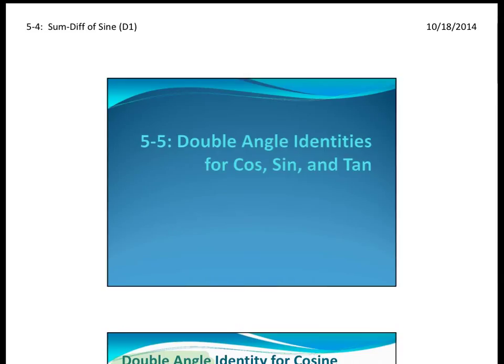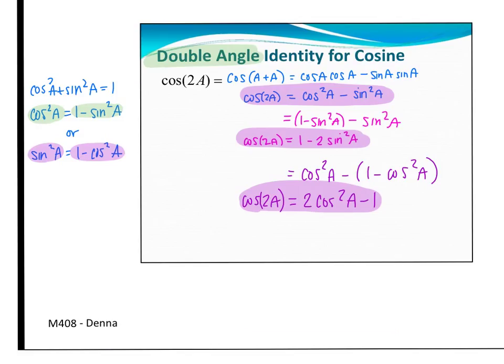The first thing we're going to talk about today is how we can develop these identities for cosine, sine, and tangent double angle. In class, we talked about how we can start by expressing cosine 2a as a plus a. And once we have it written as a plus a, we can use our cosine sum formula to get this top line here. And after condensing, we get that cosine 2a equals cosine squared a minus sine squared a. And this is our first of three formulas for the double angle for cosine.